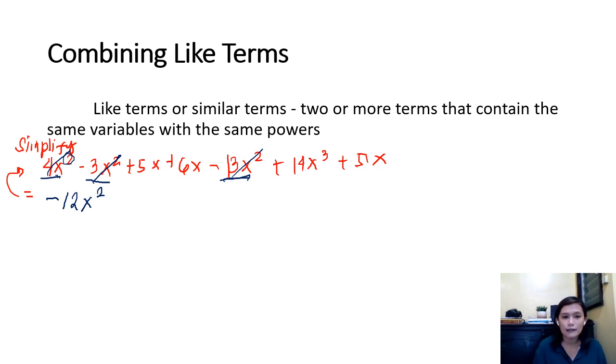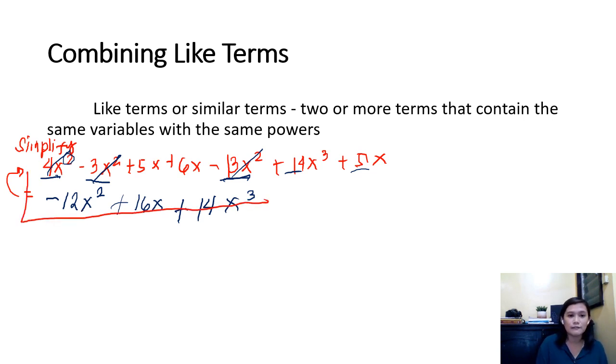And what else? We have 5x plus 6x and then 5x. So you will have 5x plus 5x, that is 10x, plus 6x, that's 16x. So you have plus 16x here. And then just simply copy the 14x cubed because we cannot add anything to it. So plus 14x cubed. So with that, class, I will accept this as your final answer. Always box your final answer and affix your signature next to it, right?